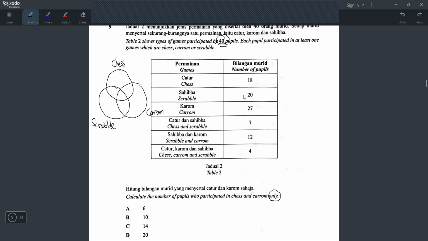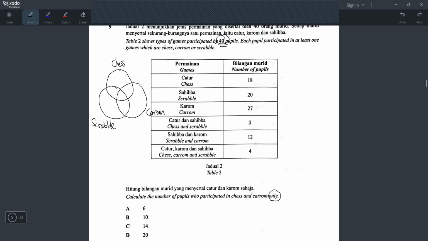Same with the Scrabble 20, I cannot write like this. 20 is wrong, unless they mentioned Scrabble only, but they never mentioned only, they just said Scrabble. So the 20 is actually here plus here plus here plus here. So it's wrong to write the 20 now. What about carom? Carom also cannot write because they never said only. It means the 27 is actually everything added together, right? So that you cannot write. Okay, if they never say the word only, you cannot write.